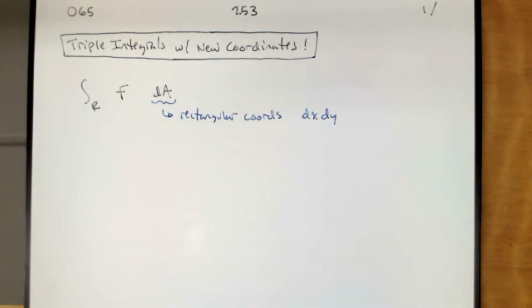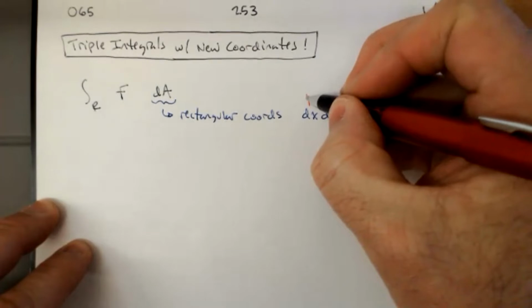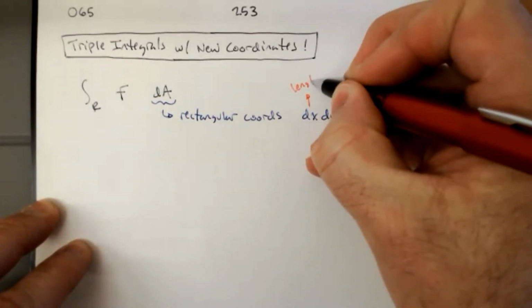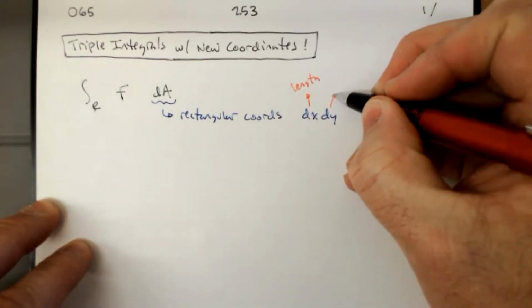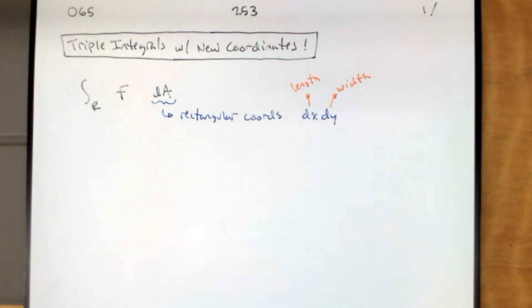The dA in rectangular coordinates is a dx dy or a dy dx. This works because dx and dy are both length. They're both changes in length. So I could write the dx as a length, and the dy can be a width. So the dA is a little rectangle of area that we're evaluating the function f at and using that as a height, so that the area is just length times width times height.